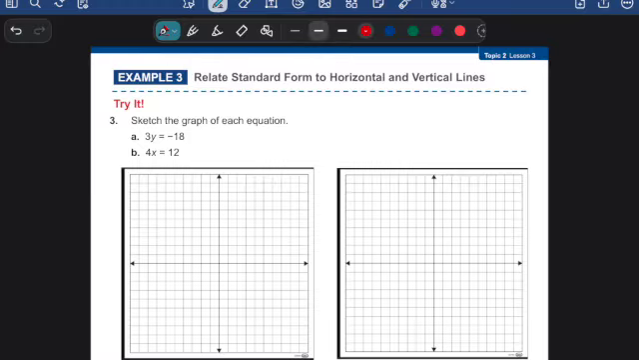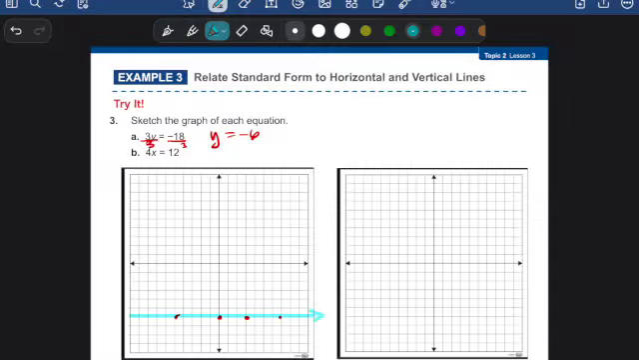Okay, let's graph a couple of these. 3y equals negative 18. Well, I need to isolate y, so I'm going to divide both sides by 3. I have y equals negative 6. y always equals negative 6. So no matter what x is, y is going to be negative 6. 1, 2, 3, 4, 5, 6. No matter what, y is at negative 6. So you can even just plot a few points where y equals negative 6. And then I'm just going to use a highlighter.